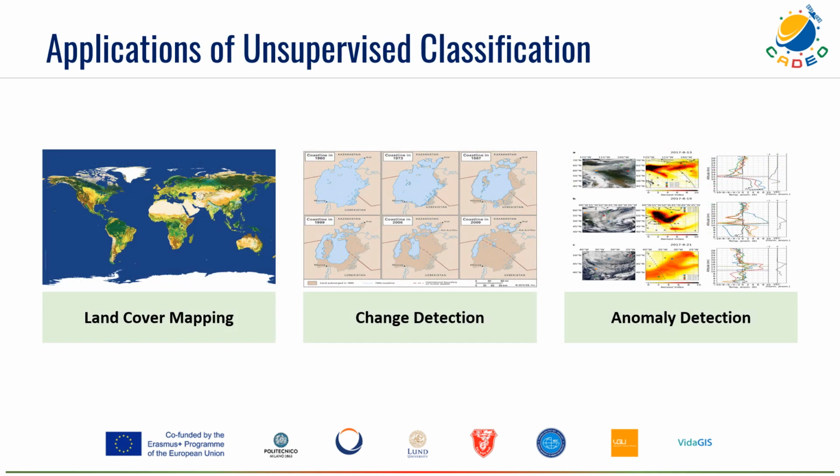Unsupervised classification techniques have found widespread application across various domains within the Earth observation field, empowering researchers, urban planners, and environmental managers to unlock valuable insights from complex geospatial datasets. These include land cover and land use mapping, change detection, and anomaly detection.